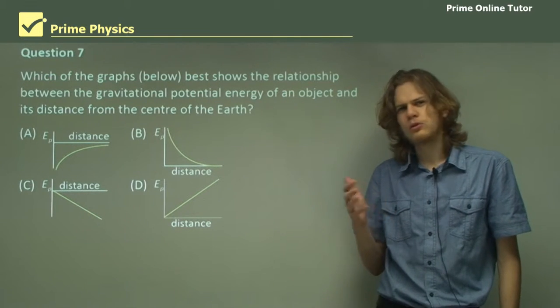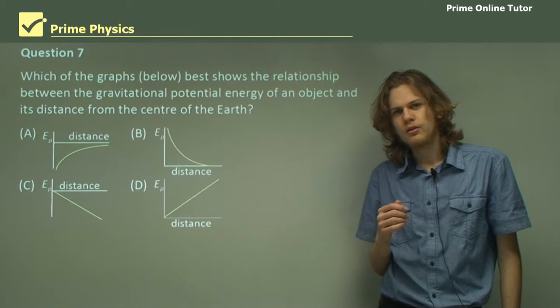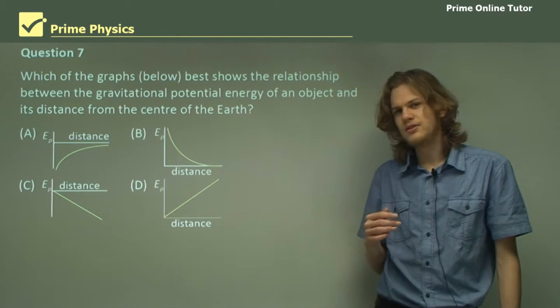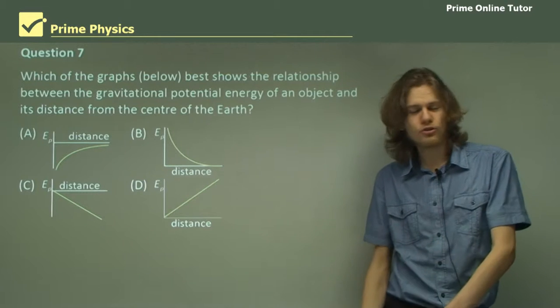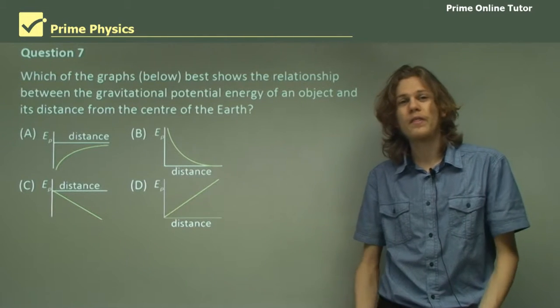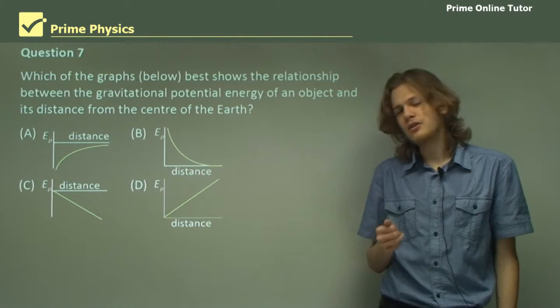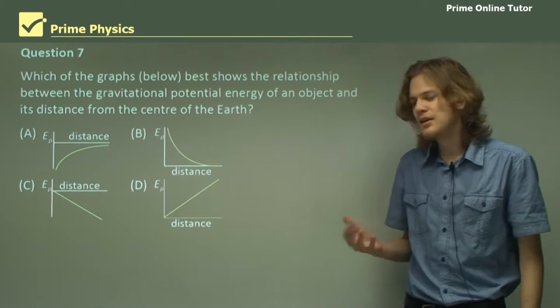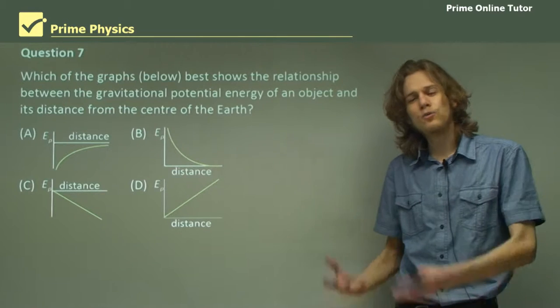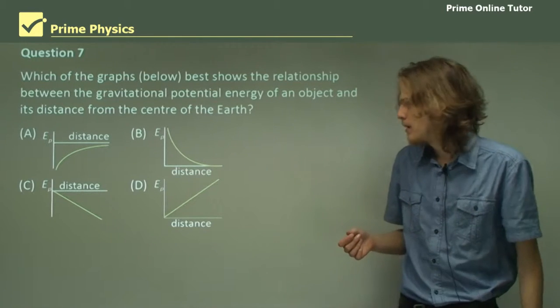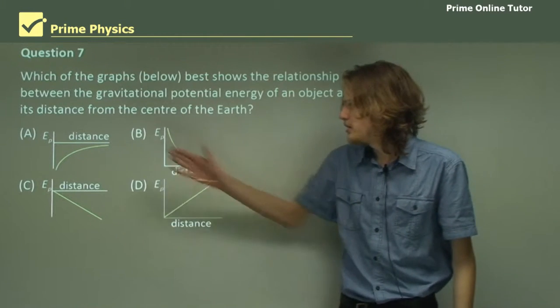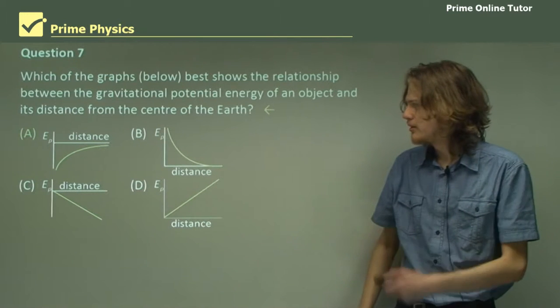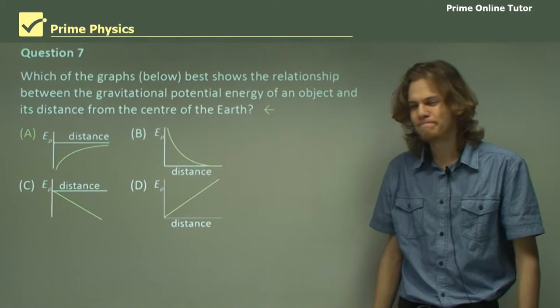But what happens closer to the Earth? Do things tend to have more potential energy when they're close to the ground, or more potential energy when they're lifted up from the ground? The answer is they have more potential energy when they're lifted up, of course, which means that our potential energy increases with distance. The best answer then is A. So we can see that A is the correct answer.